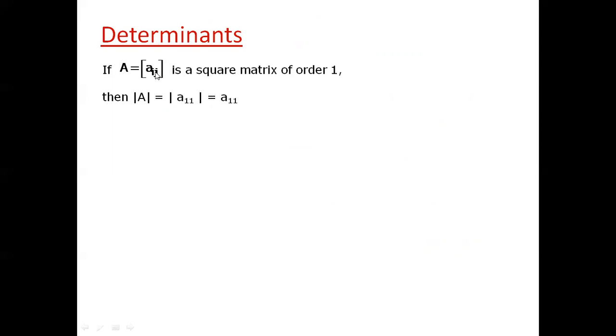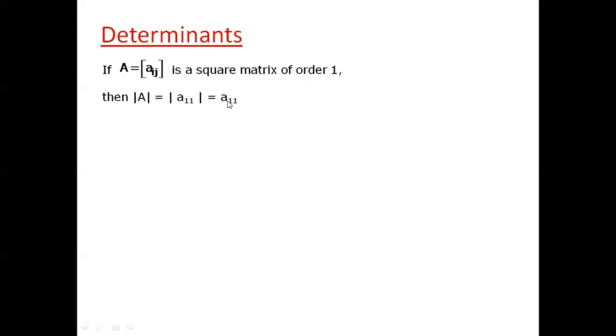Next is the determinant. A determinant depends on a matrix. A matrix is denoted by a capital letter, and in rectangular form it is denoted by Aij. Here i is the number of rows and j is the number of columns. This is a square matrix, where the number of rows is equal to the number of columns. It has one row and one column, therefore this matrix is of order 1. So the determinant of A is equal to A11.